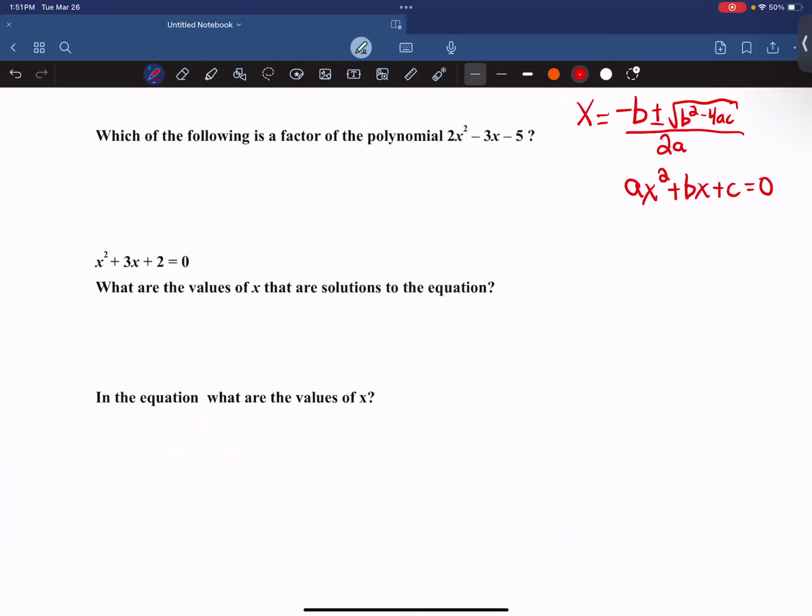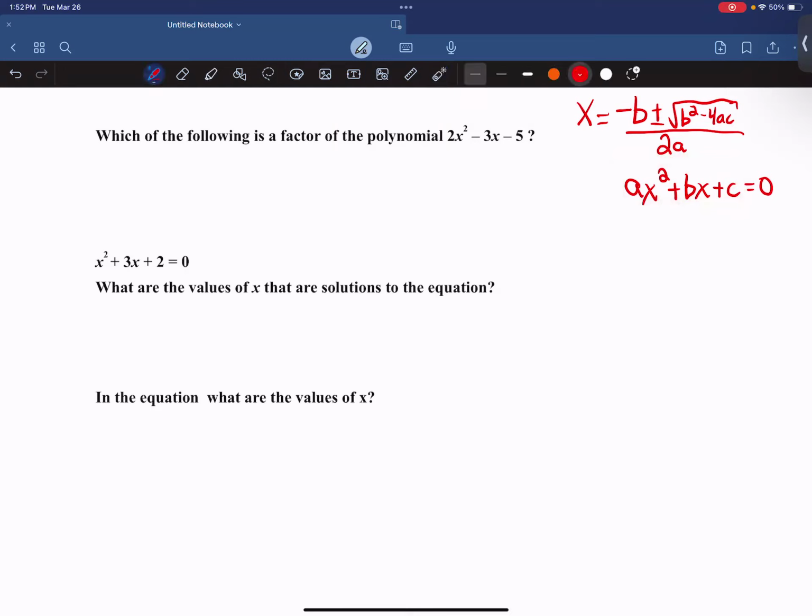Some important things to note. A is going to be your coefficient with your x squared. B is going to be your coefficient with your x. And C is going to be your constant, okay? Every time. Even if it's in a different order, this A is always with your x squared, all right? I would recommend writing it in this order as you're solving these problems.